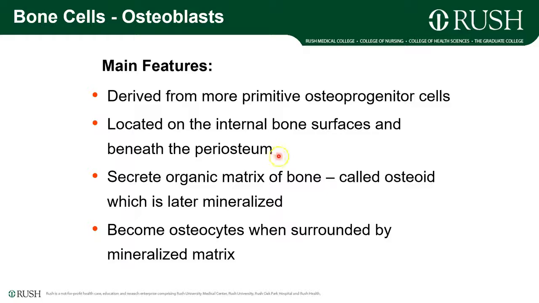Osteoblasts are involved in secreting the organic matrix of bone, which is called osteoid, which then becomes mineralized, which gives rise to the classical extracellular matrix of bone. Once they have finished their work, they become osteocytes by being surrounded by the mineralized matrix, which we will see a little bit later.